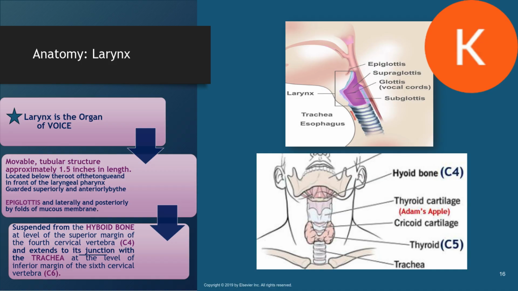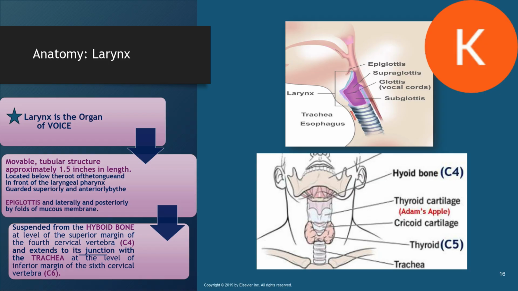The larynx is the organ of voice, and it also protects the airway. It's a movable tubular structure approximately 1.5 inches in length, located below the root of the tongue and in front of the laryngeal pharynx. It's guarded superiorly and anteriorly by the epiglottis and laterally and posteriorly by the folds of the mucous membrane.